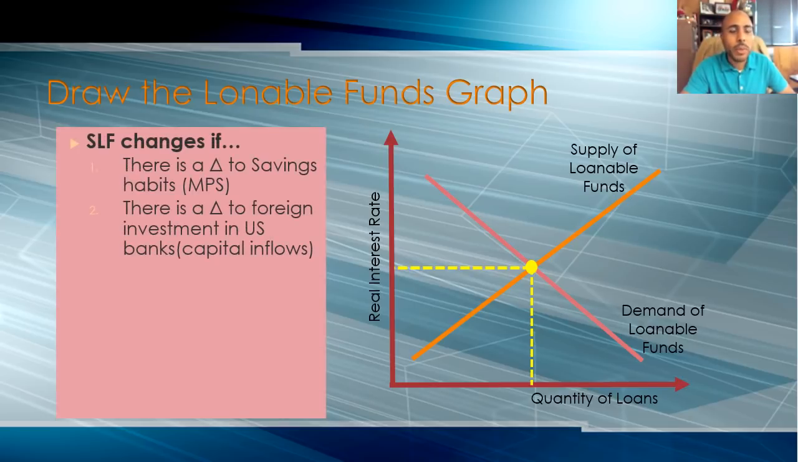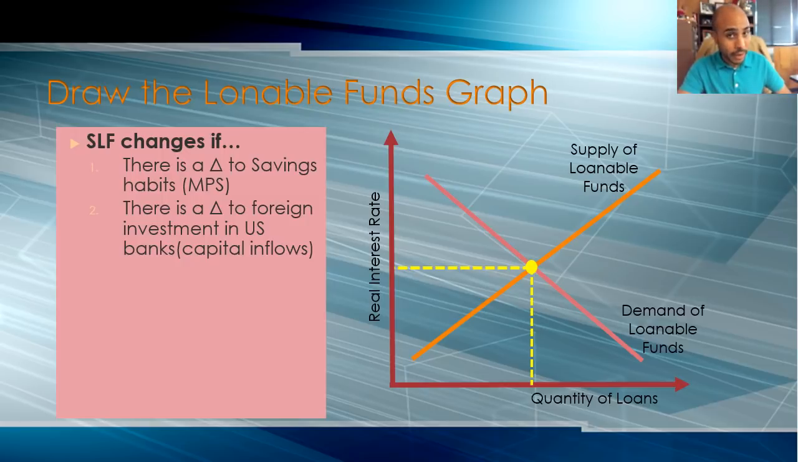All right, so the supply of loanable funds will change for two reasons. Number one, if we have a change to saving habits in the U.S., meaning that if people save more money, the supply of loanable funds will increase, because we know that in a free market economy, the supply of loans is directly proportional to the supply of savings.